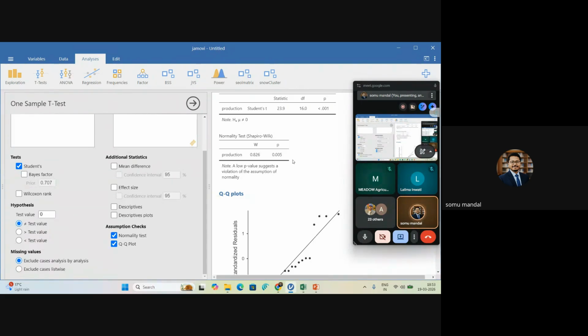Then it's considered what? Normal distribution. So when you assure that yes, my data set actually follows the assumption, meaning the normality is there, this is the parametric test, then we select the student t-test. If it is not, here the value is 0.005, meaning it is not a normal distribution, so you just click on the Wilcoxon test.